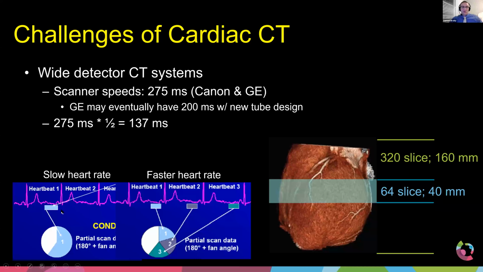But let's take the numbers as they are now at 275. Once again, you really only need about 1/2 rotation plus fan angle. So in this case, you can image at 137 milliseconds. That's reasonable. That's respectable. If you do 2 spins, so you have to image over 2 heartbeats, now 275 single rotation twice at that specific diastolic phase, you're down at 69 milliseconds.